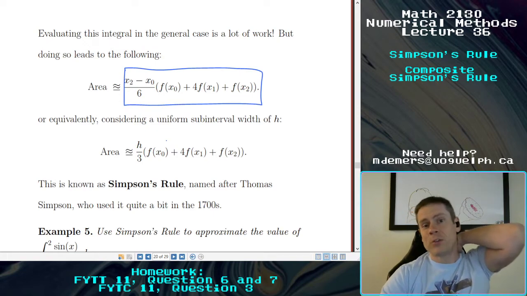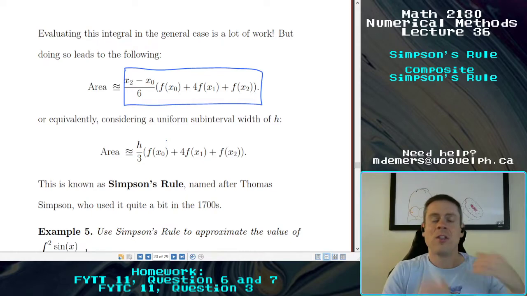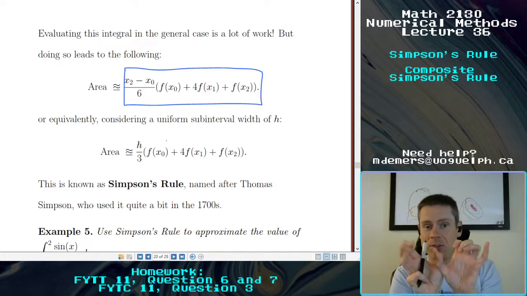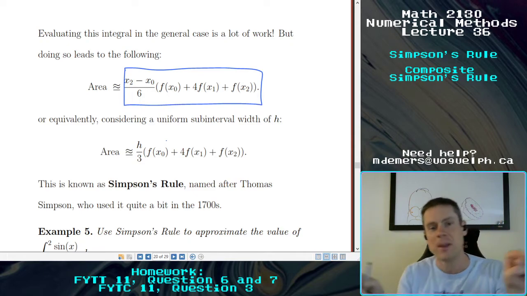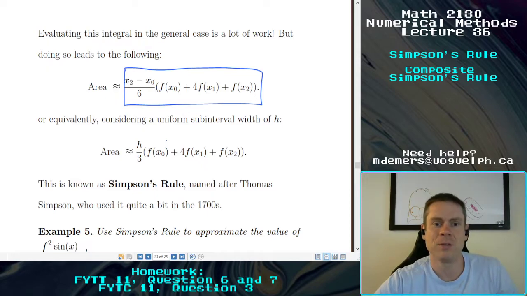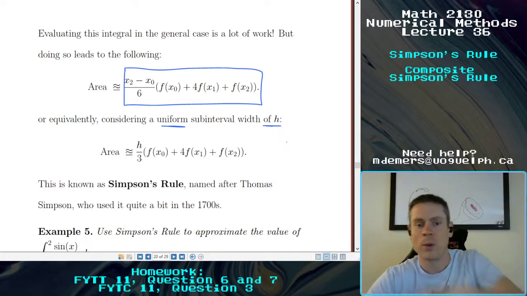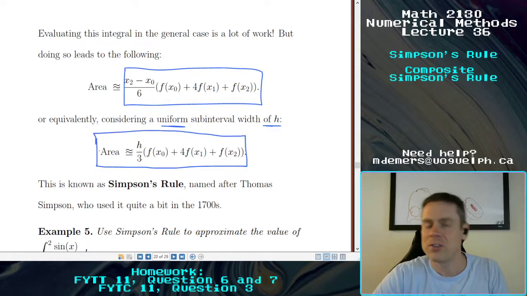However, one thing that's really nice is when you have evenly spaced nodes. The nodes are the points, right? The nodes are the points that determine the subintervals. If those subintervals are all the same size and the nodes are equally spaced apart, then you can boil this down to a nicer looking formula. You can instead consider a uniform subinterval width of h. So if all of the different subintervals are width h, then you can write this instead. And most of the time, that's what we're going to be working with.